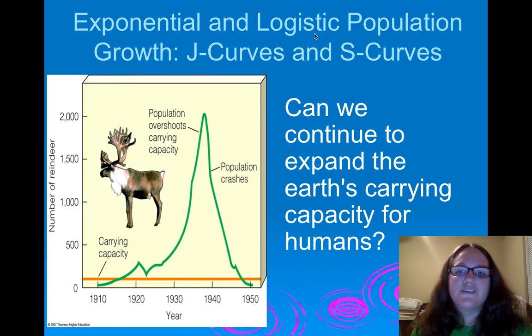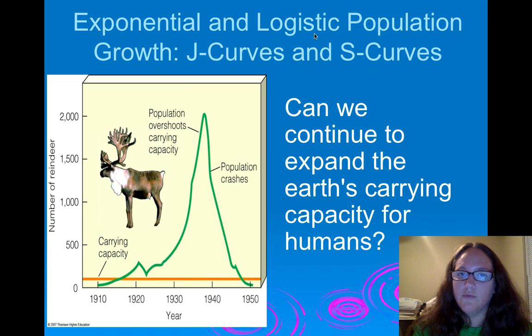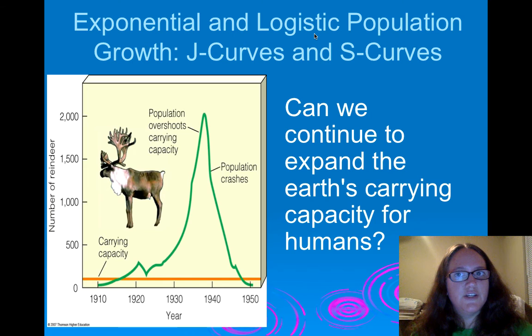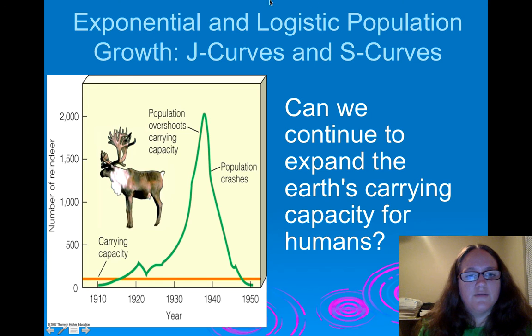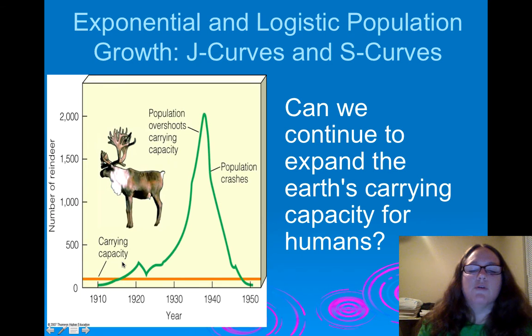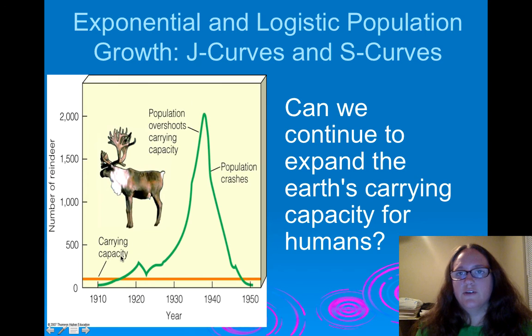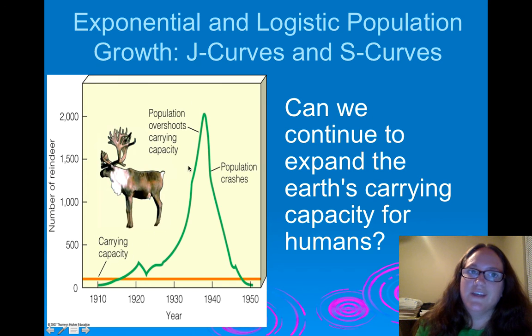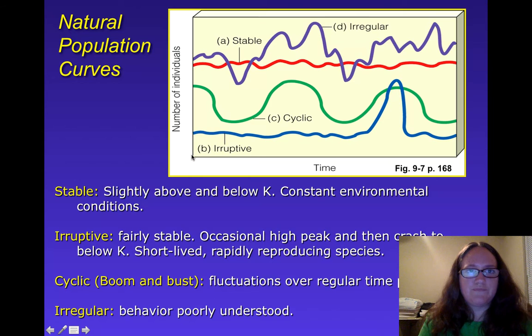So a question for us is, can we continue to expand the Earth's carrying capacity for humans? We know right now that we have not reached the carrying capacity of humans on the Earth. Or there's a kind of more scary scenario where maybe we have, and we've done kind of this overshoot and our population could crash behind that. But most people believe that we haven't gotten that far. They think that the carrying capacity of the Earth for humans is somewhere around 10 billion, something like that.